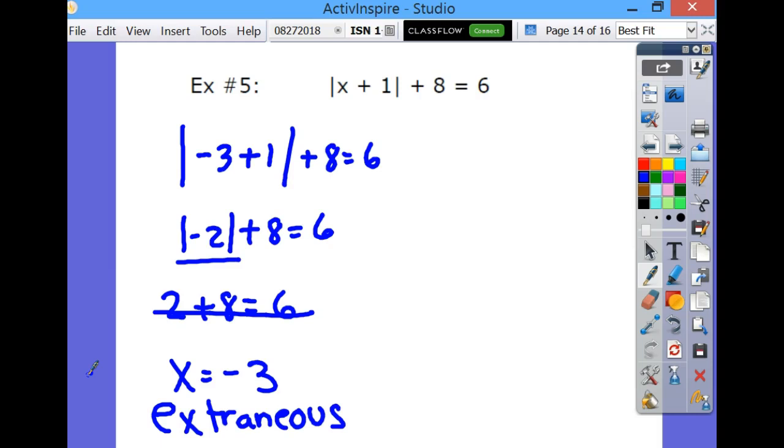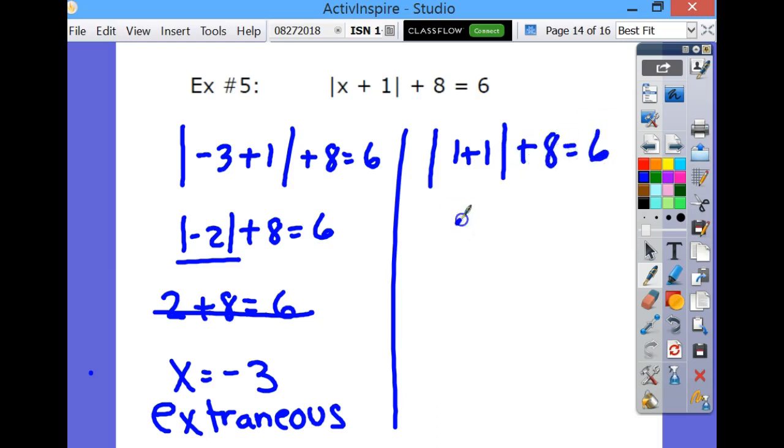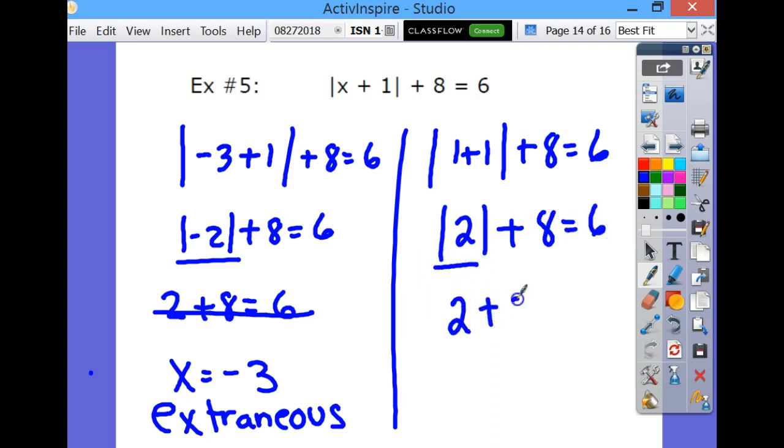Well, what about our other answer? What was our other answer? Positive or negative? Positive 2 plus 8 equals 6. The absolute value of positive 2 is still positive 2. Does that one check out? 2 plus 8 is equal to 6? It doesn't check out either. This is also an extraneous answer.